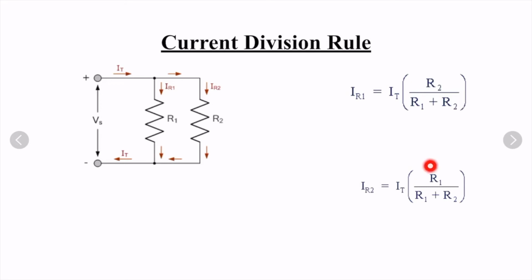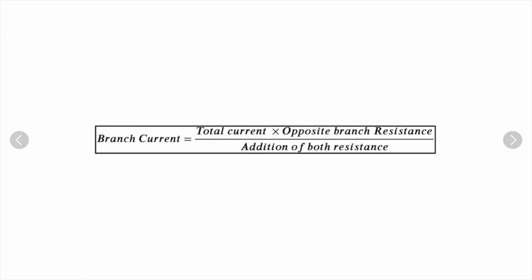There is only one change if you compare with voltage division. What we were doing in voltage division, we were multiplying by the same resistance. But in case of current division, we are multiplying by the opposite arm. So this is the only thing you need to remember. Okay, so this is the common formula.